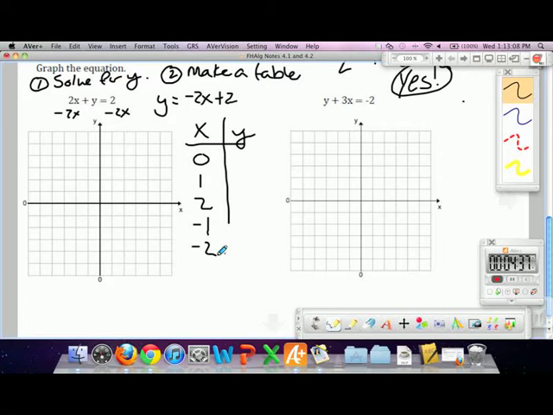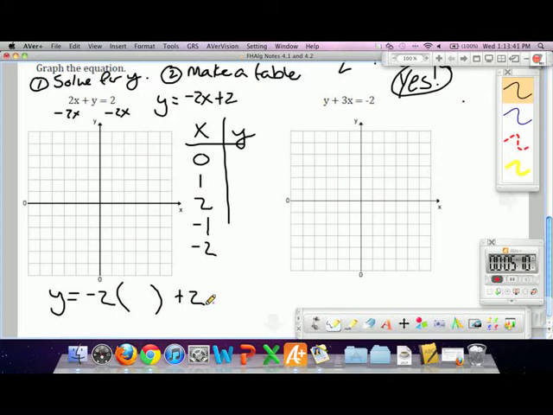Notice I get to choose whatever x's I want because they're independent. I can't just pick y's though. I need to find y's. If you choose x's, I could plug these x's into my equation and get y's. So like we did in the warm-up, y equals -2 times whatever x is plus 2. And we'll plug in these values of x and get some y's.